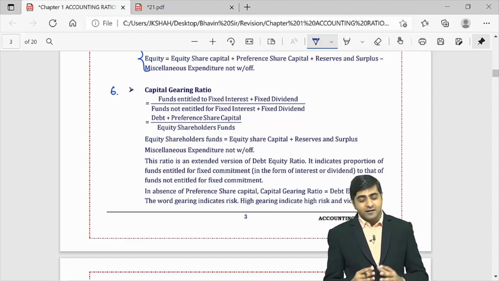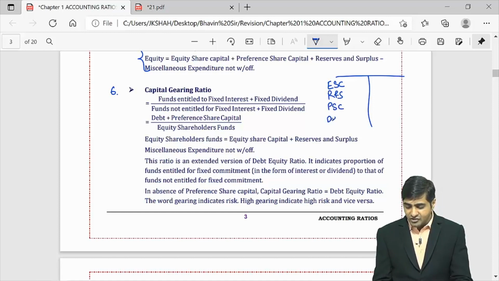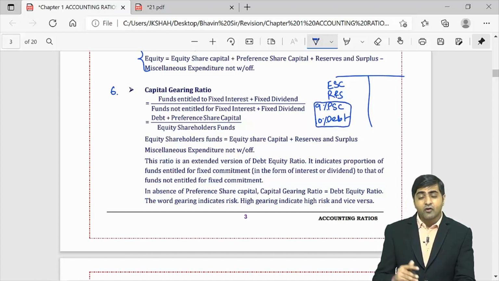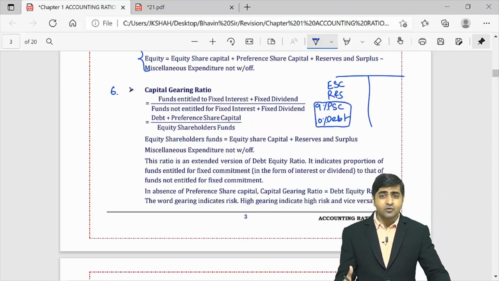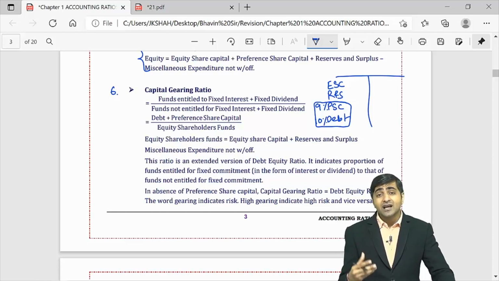So guys, suppose on your balance sheet liability side, we have equity share capital, reserves and surplus, preference share capital, debentures. So out of these, you know that preference share capital is 9%, debentures 10%. So there is a fixed commitment which we have to pay to your preference shareholders and your debenture holders, or else any kind of loans taken from the bank. The interest is already fixed. So that's why these are the funds which are going to bear some fixed commitment.